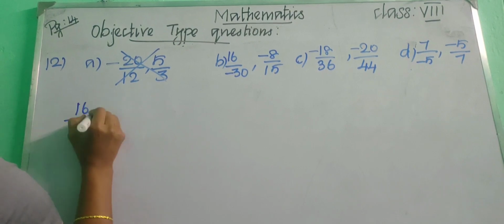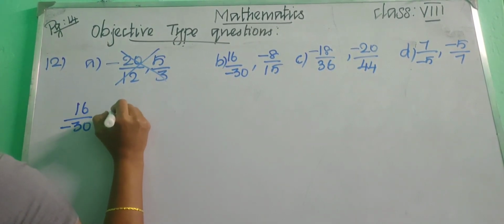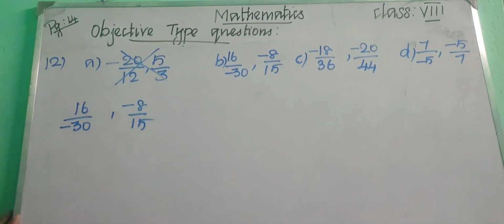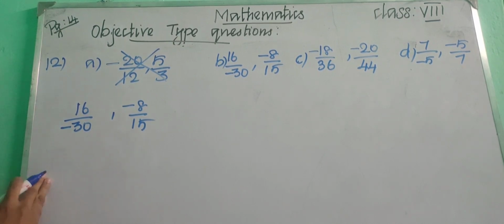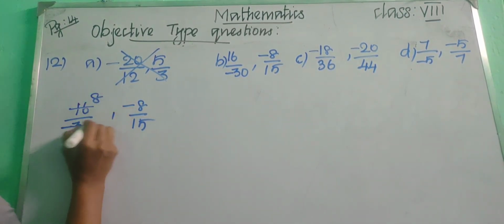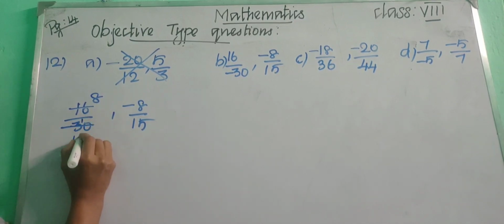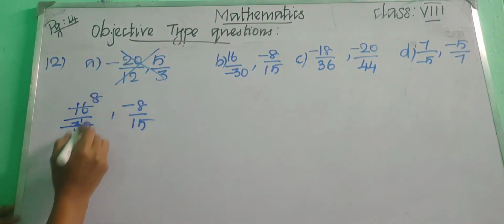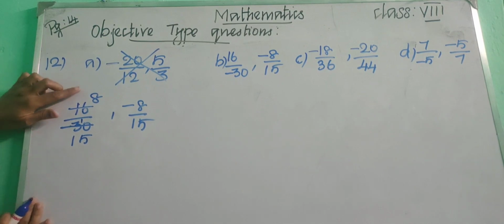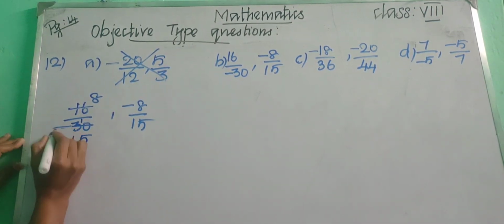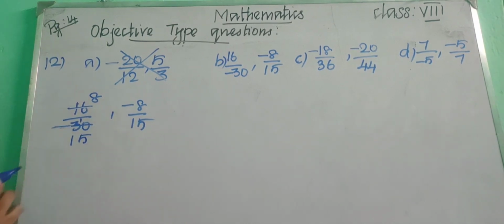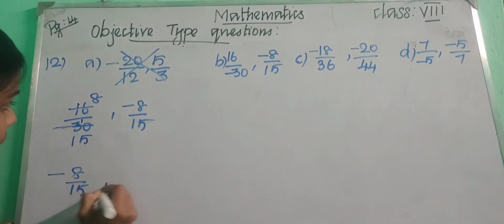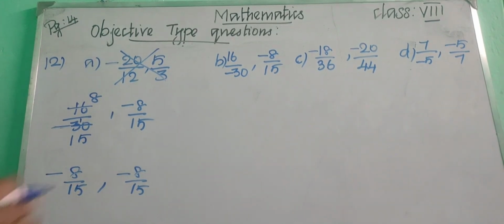16 upon minus 30, okay, and then minus 8 upon 15. Let us check. We can simplify it by 2 table, right? 8 2s are 16 and 1 2 is 2, so that remaining 1. 5 2s are 10. Okay, children. And here we are having minus, right? So we got minus 8 upon 15. So minus 8 upon 15, comma minus 8 upon 15. So it's an equivalent fraction, okay children.